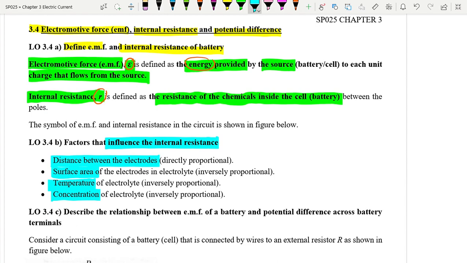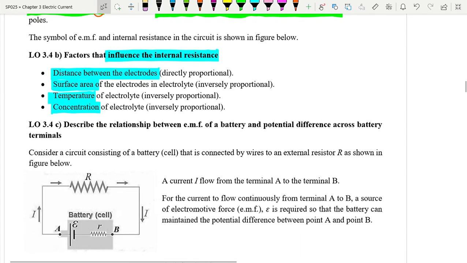So next is we discuss about the relation between EMF of the battery and the potential difference across the battery terminal. Okay, ini adalah dua benda penting. So, apa beza EMF of the battery dengan voltage across the battery? Okay, so kita nak tengok perbezaan dekat sini.